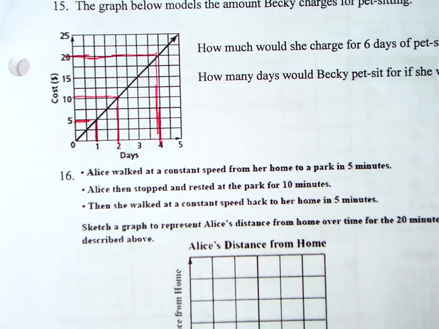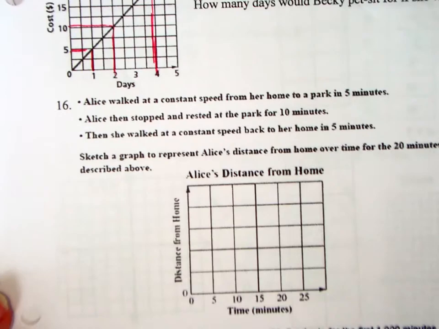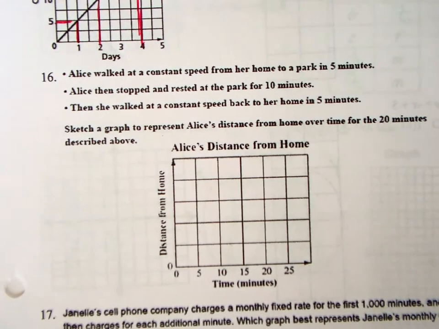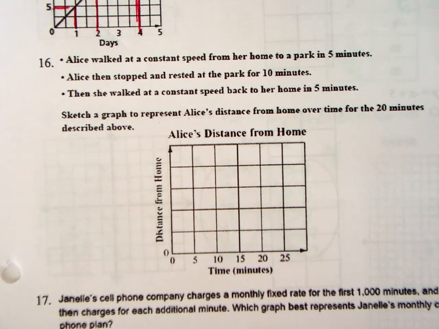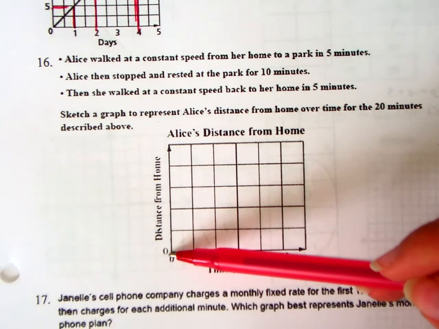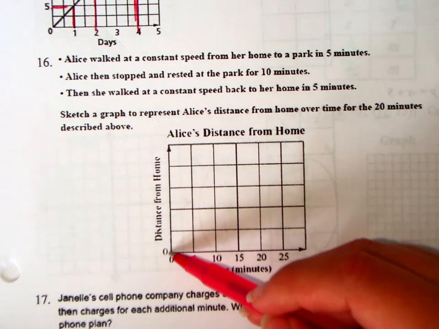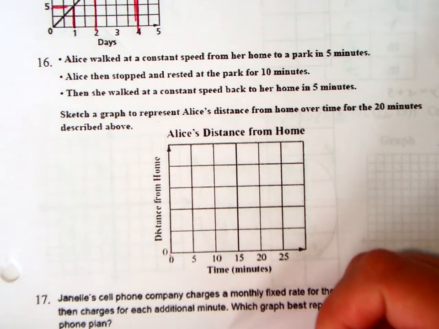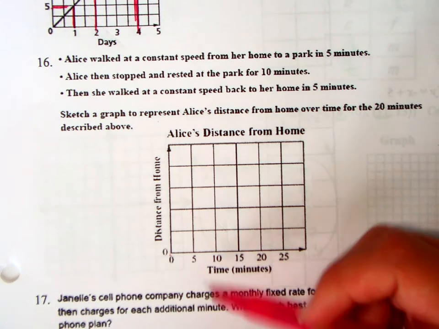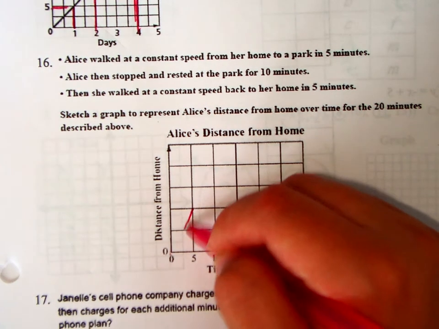For 16, they want us to make a graph. And these are the conditions. Alice walked at a constant speed from her house to the park in 5 minutes. Well, here's minutes at the bottom. Here's distance from home. So 0, 0, that is at home, time 0. If we're going to walk away, are we going to be increasing or decreasing? Increasing. So let's have her increase. We'll say that she went 2 blocks in 5 minutes. Make sure you don't go past that 5.